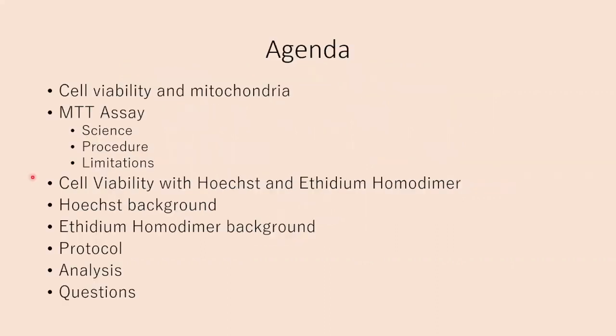We're going to talk about cell viability and mitochondria and the relationship between the two. I'll be talking a little bit about the MTT assay, just because it is such a common method of measuring viability, even though that's not our main topic today. I'll be discussing cell viability with Hoechst and Ethidium homodimer. I will talk about the background of both of these compounds, the protocol we use to use them, analysis methods, and then I'll open it up to questions. So let's get started.